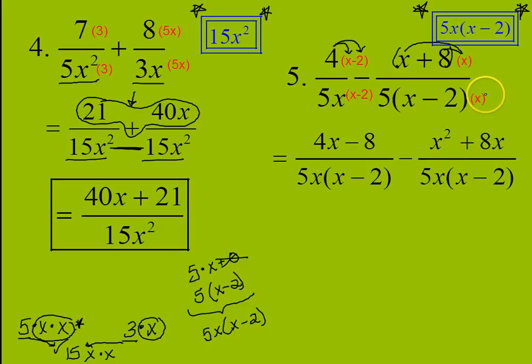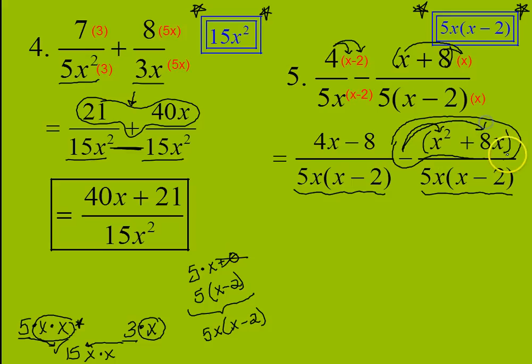Now, the next step, most of you probably won't need to write once you get the concept of what we're doing, but I'm going to show it just to make sure everyone understands. My denominators are the same, so I can combine these, but a big mistake that you're going to make is this is minus x squared plus 8. Remember, if you've got to draw these parentheses, do so. If I put parentheses here, I'm subtracting this entire binomial. So the x squared is being subtracted and the 8x.